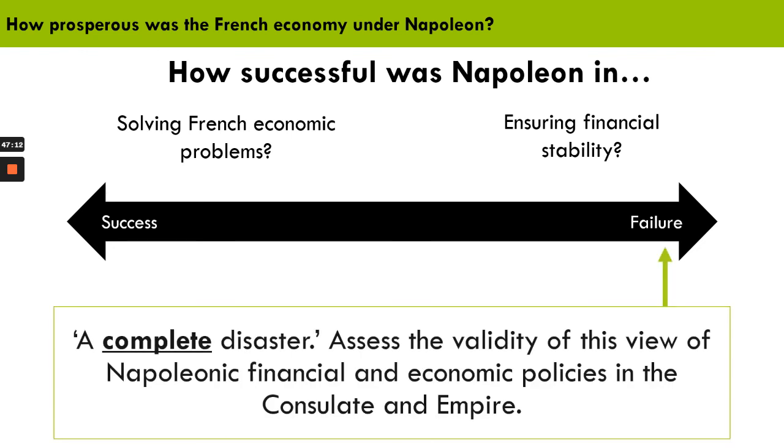I think you can't necessarily credit him with making big economic leaps forward in his time as emperor. So was it a complete disaster? I don't think it was a complete disaster. I think that the continental blockade and continental system was a bit of a disaster, but I don't think it was a complete disaster. It just wasn't a success, was it? It did not do what it needed to do in terms of solving the economic problems.